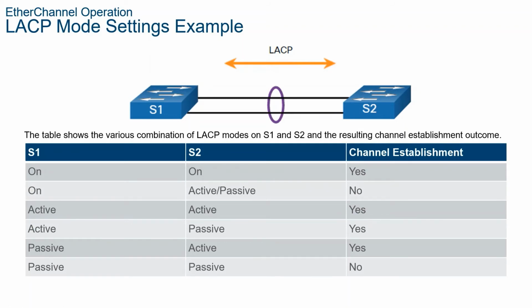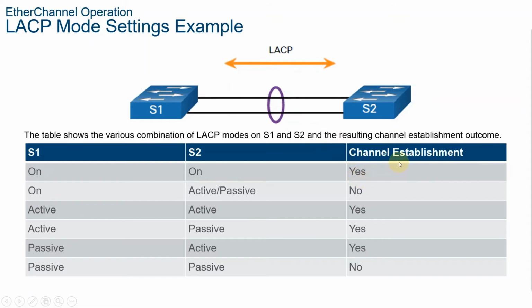LACP mode setting example. So consider again two switches here, S1 and S2. This time, we will be employing LACP between the two switches. Whether S1 and S2 establish an EtherChannel using LACP depends on the mode settings on each side of the channel. The table here shows various combinations of LACP modes on switch 1 and switch 2 and the resulting channel establishment outcome.